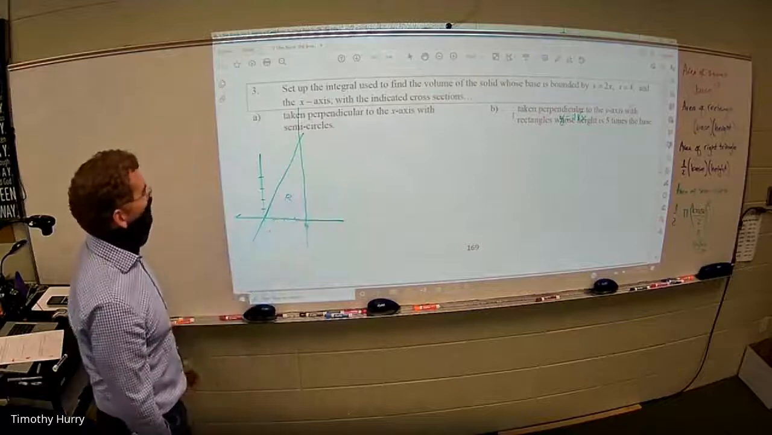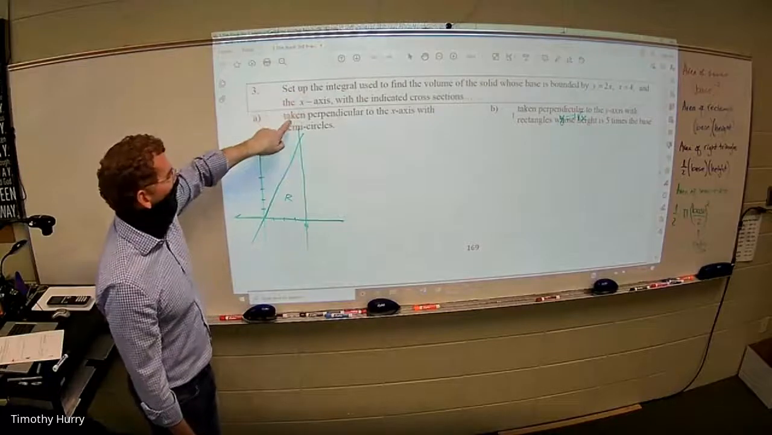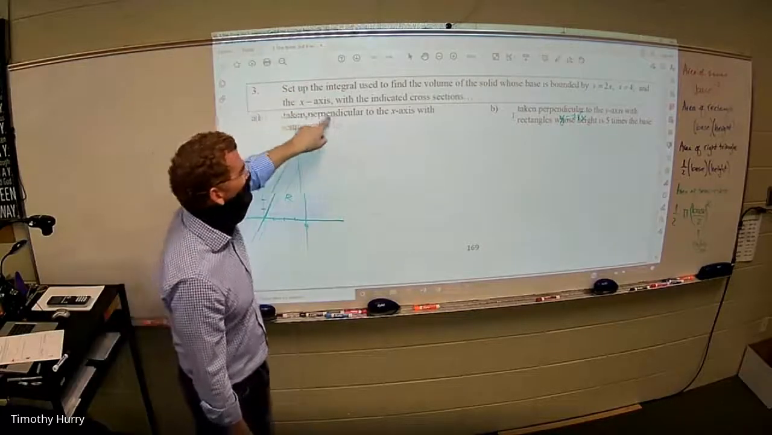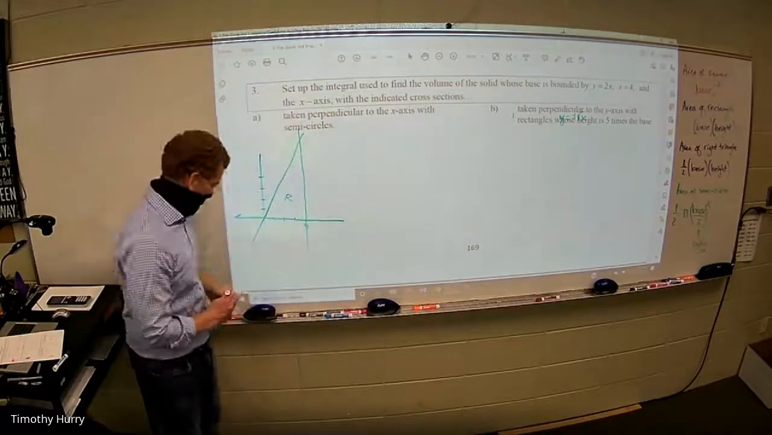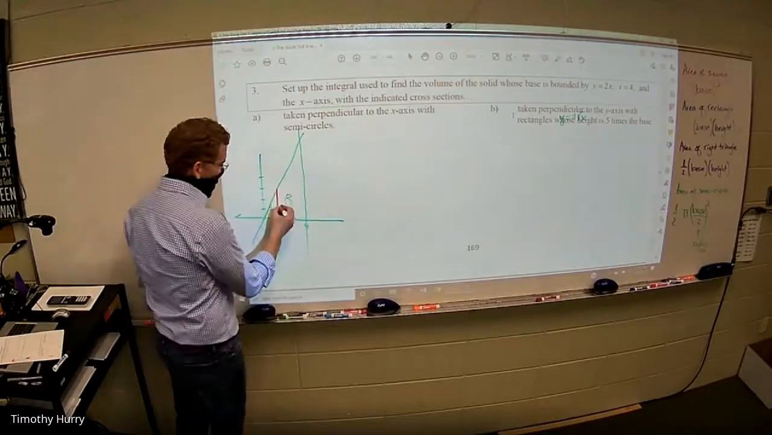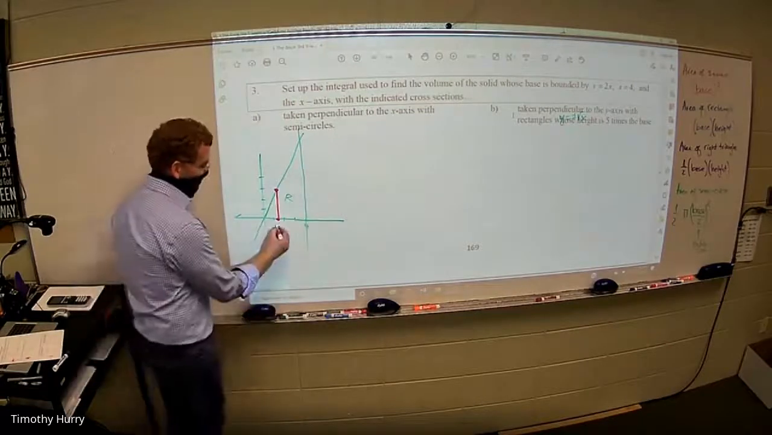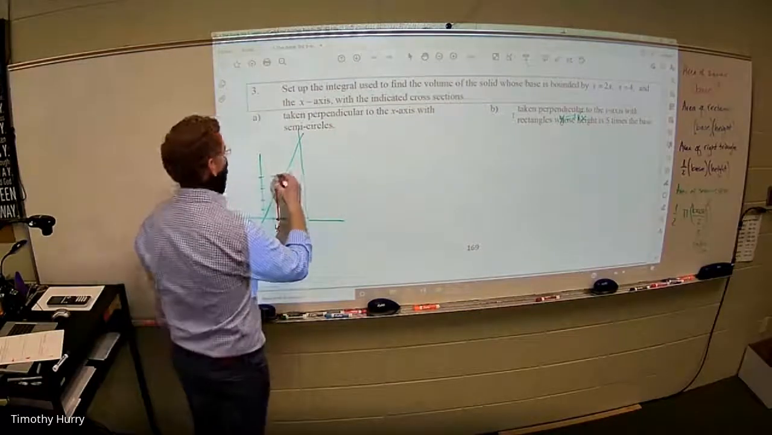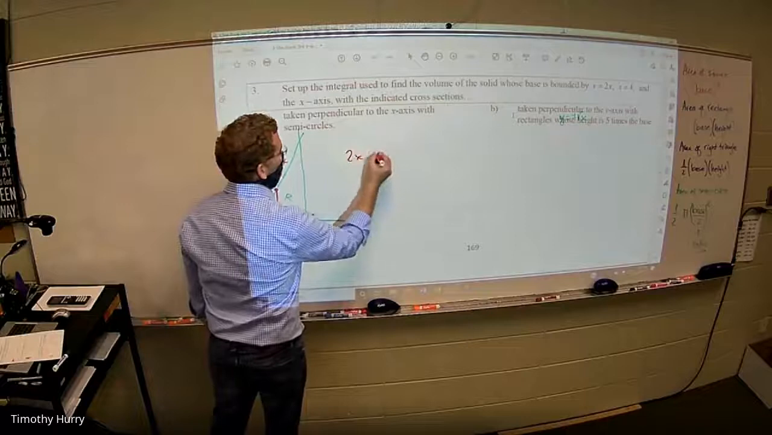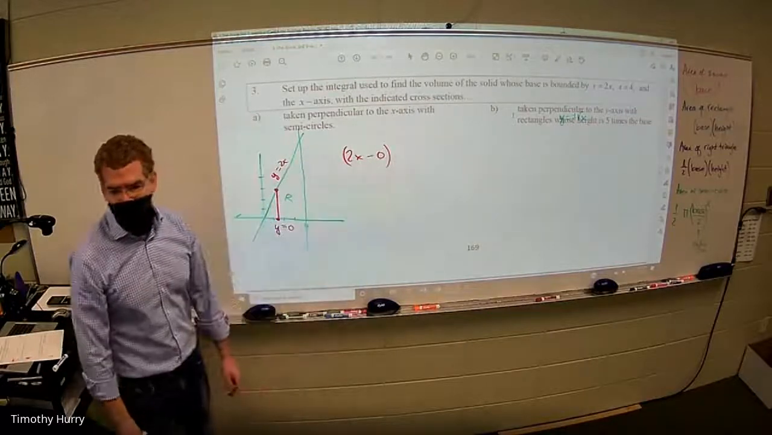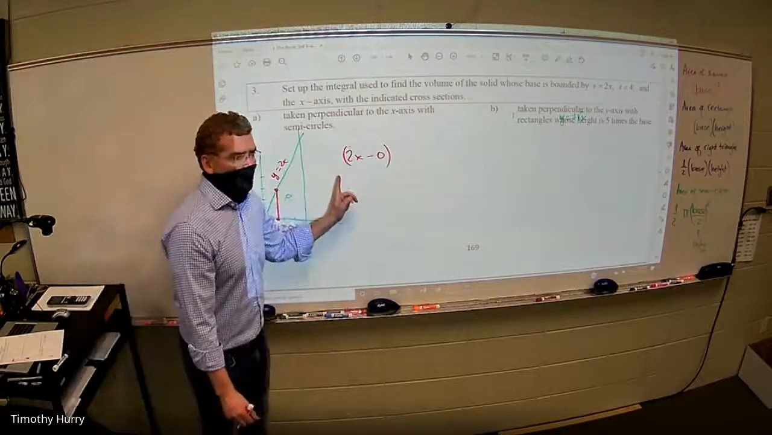Okay? So it says, all right, if I got that region, what would be the volume if I take cross sections perpendicular to the x? So perpendicular to the x means I'm going to be going top function minus bottom function. And the bottom function is what? Y equals 0. The top function is y equals 2x. So you are welcome to say 2x minus 0 for top minus bottom, but is it really necessary? No. So more than likely, if it was a multiple choice question, you're not going to see top minus bottom.